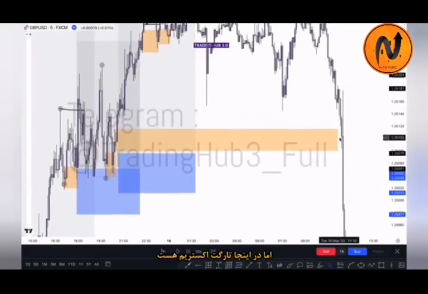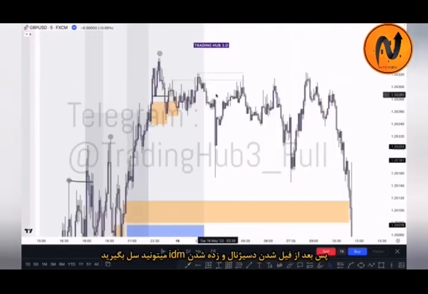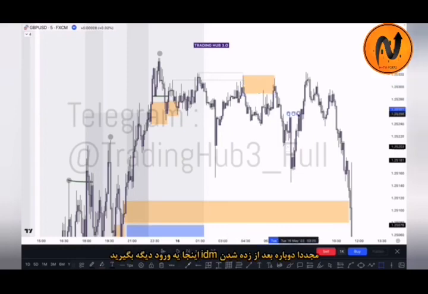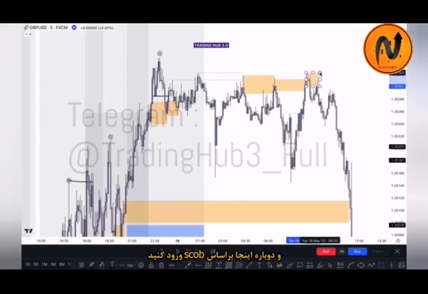But in this case, you have to set your target here. This is a decisional inducement taken out, tap here and push downside. You can take entry here, mitigation. Also, you can take entry here on a single candle order block, right? Again push downside, inducement taken out, mitigation, and sell here. Again, you can sell here based on a single candle order block.